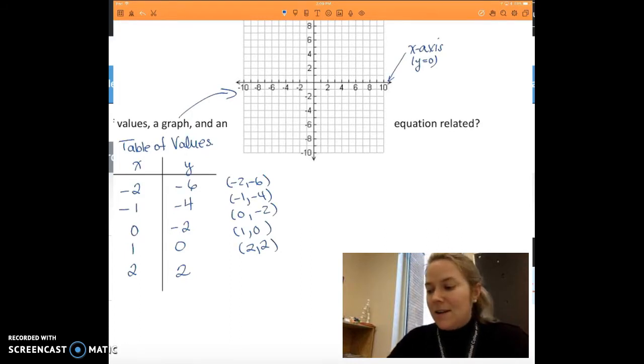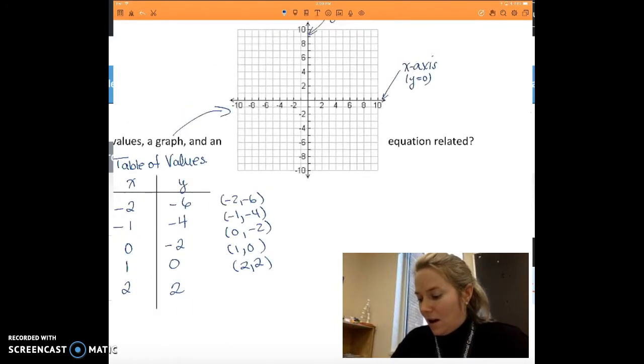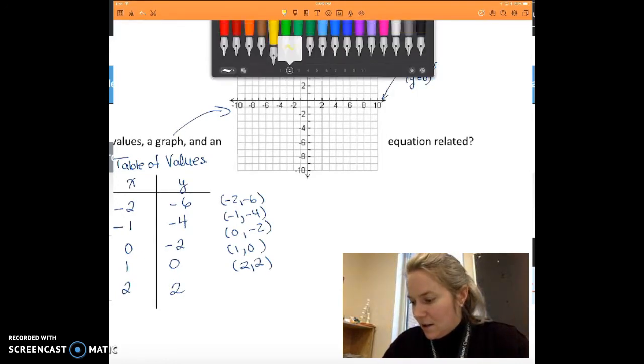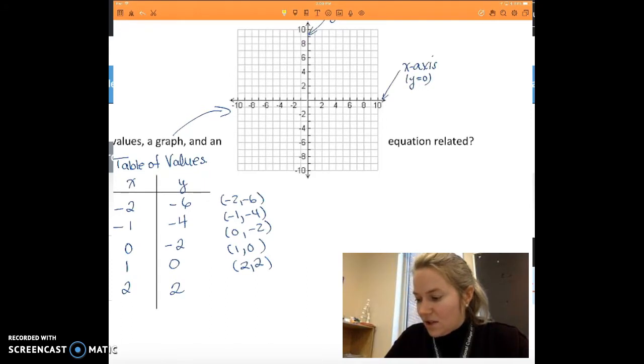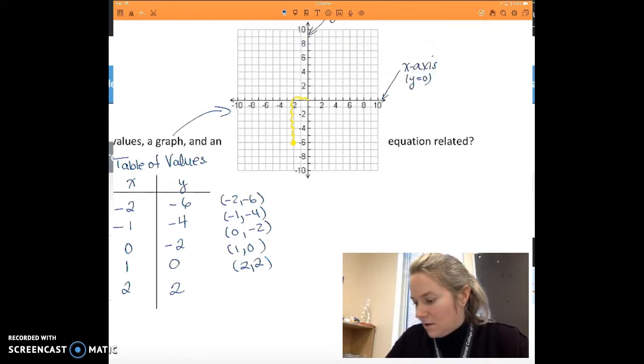So let's put these points on the graph. So let's put point number 1. Point number 1 is going to be (-2, -6). So we start on the x. We go to -2 on the x. Actually, let me just change color here for a second. I'm going to start from 0, 0. That's the origin. I'm going to go -2 on the x, and then -6 on the y. So 1, 2, 3, 4, 5, 6. Okay, right there. That's point 1.